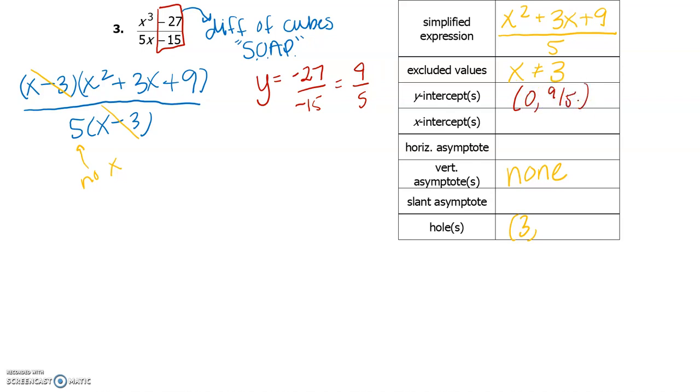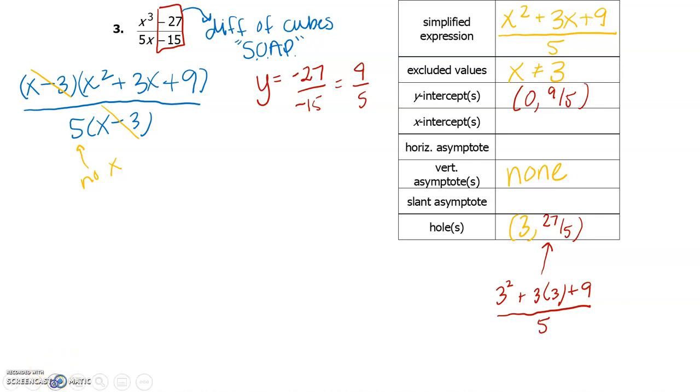Other things we plug in, we know to find the hole, we're going to plug 3 into the simplified version of it. And again, we want to plug it into the simplified one because if you plug it into the one before you canceled, you're going to end up with 0 over 0, which is not a number. So I'm going to go ahead and plug in that 3. And that's going to be 9 plus 9 plus 9, or 27/5.